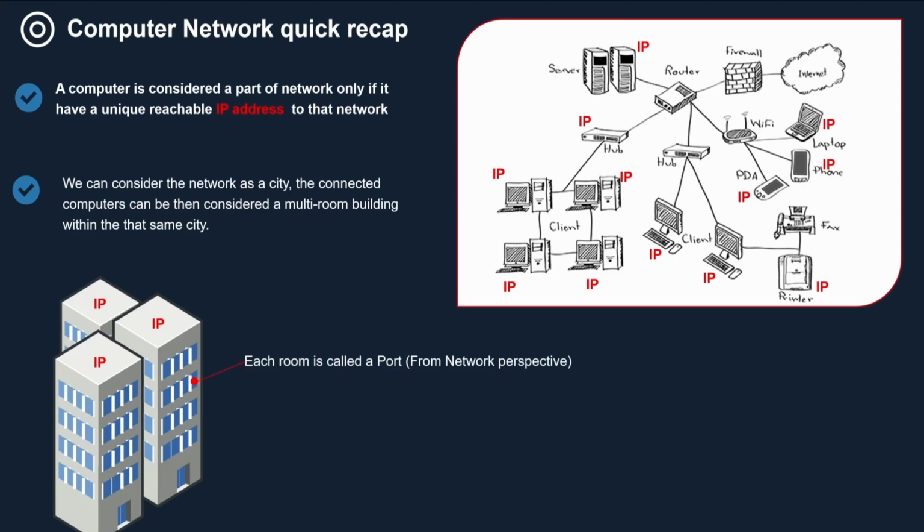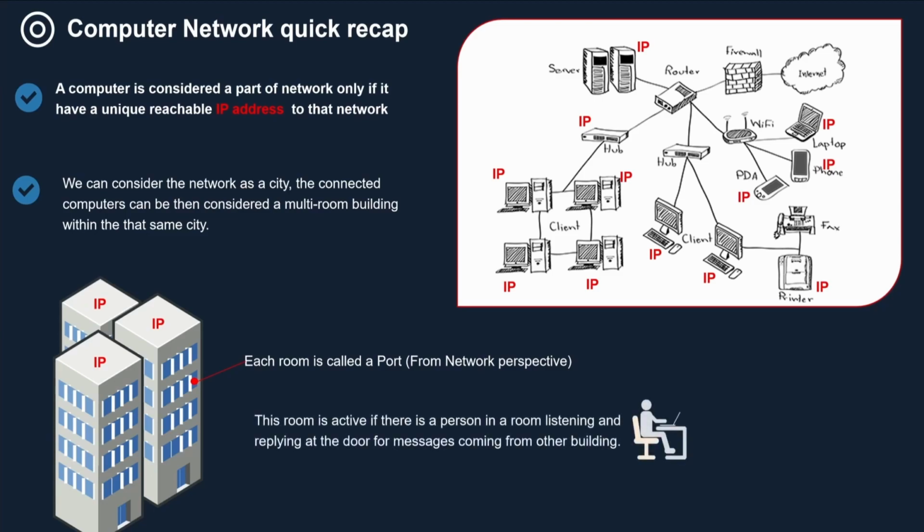So if a person in a room in a building sends a letter to another person in a room in a different building, from a network perspective, those rooms are ports. So within the computer, you do have the IP address, but also the port. And this kind of room or port is called active when you do have someone there listening at the door and replying to messages coming from a different building.